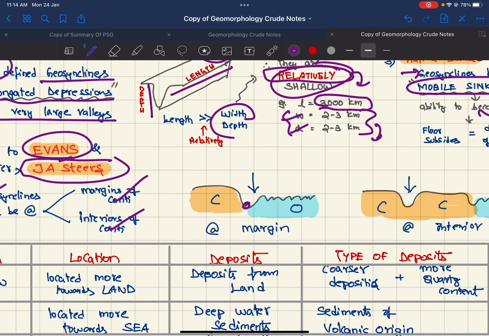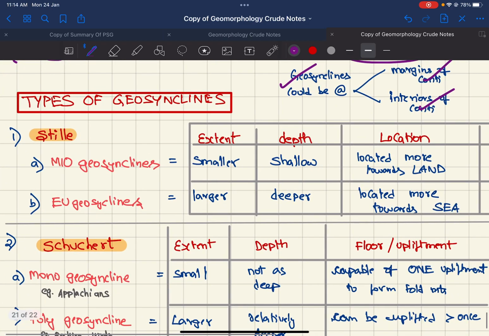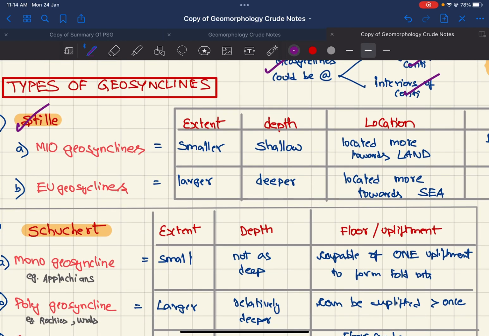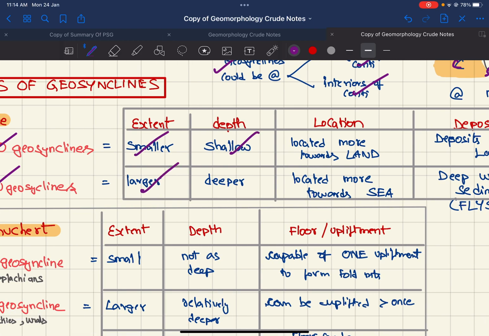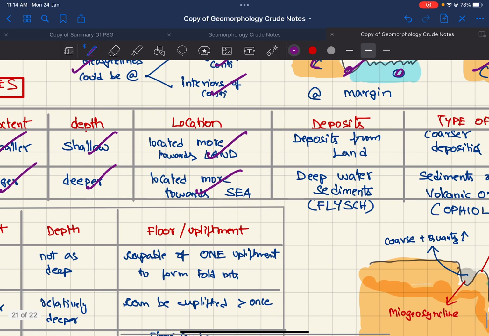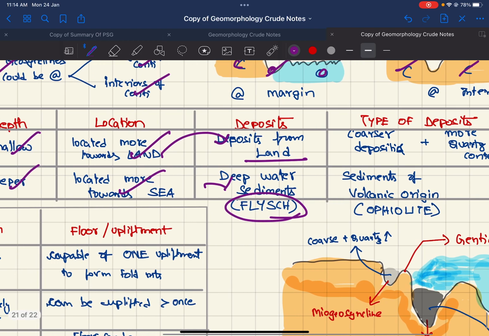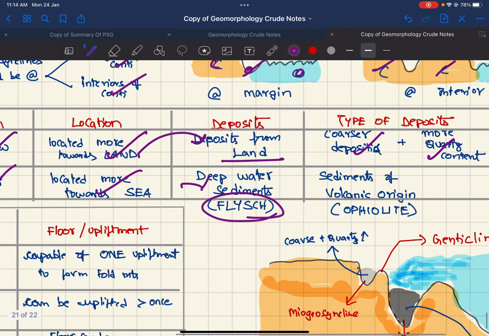These are the margins of the continent: this is the ocean, this is the continent, this is the geosyncline. These are the interiors: we have continents on both sides and the geosyncline in between. Next, the types of geosynclines according to Stille: there are two types, miogeosyncline and eugeosyncline. These are smaller, these are larger, these are shallower, these are deeper, these are located more towards land, these are located towards sea. Since these are towards the land, their deposits are from the land. Here deep water sediments called flysch will be there. The deposits will be coarser and there will be more quartz content. Here sediments of volcanic origin can also be there, like ophiolite.